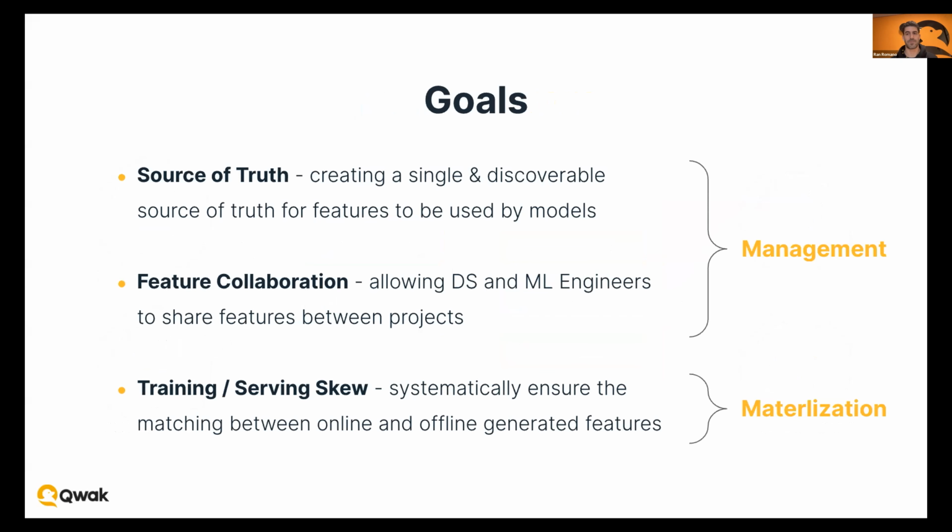And as a summary for this part, let's connect the purposes of the feature store with the diagram I just showed you. So the source of truth and feature collaboration are solved or implemented by the management layer, specifically the features library. And the training serving skew is eliminated by the materialization layer, the unified data pipelines, which ingest data to the offline and online stores.